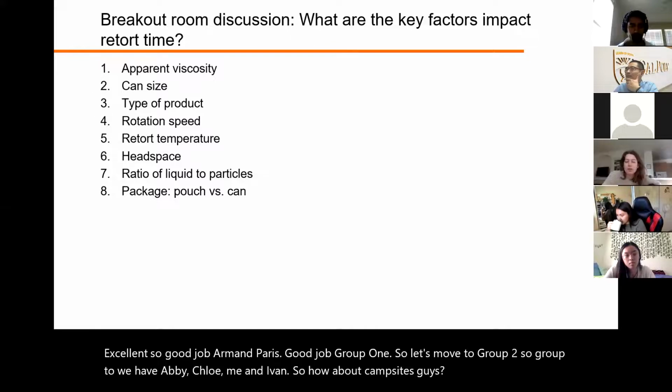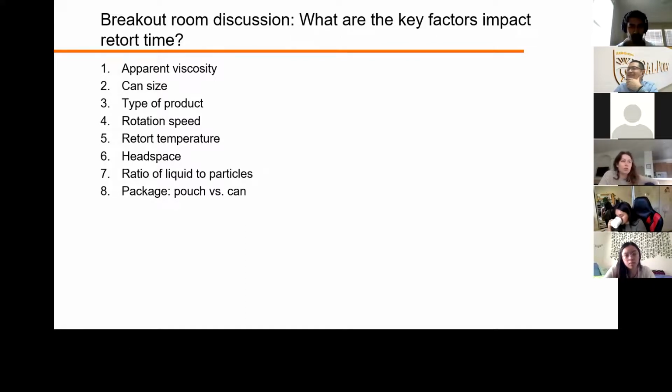So we talked about the can size. The smaller the can size, the smaller the time, because the temperature can penetrate to the middle of the can, or the cold point, as Paris mentioned, quicker. A larger can, you would have more product to heat within the can, so more thermal differences. So you'd have to account for that.